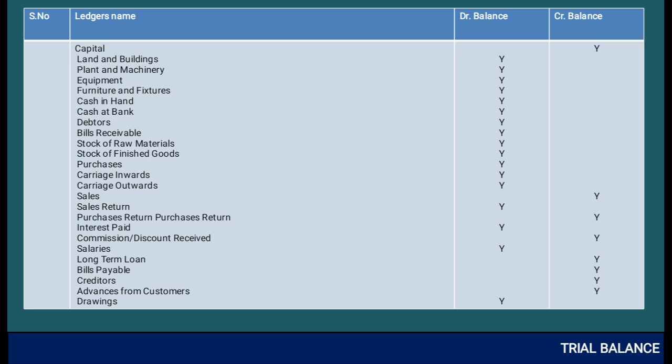Furniture and fixtures, that is part of assets. Cash in hand, that is part of assets. Cash at bank, that is part of assets. So all the assets we have to record on the debit side as a debit balance. Debtors, assets. Bills receivable, assets. Stock of raw material, assets. Stock of finished goods, assets.